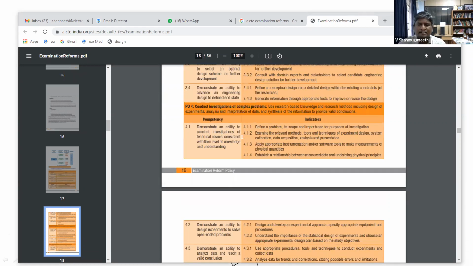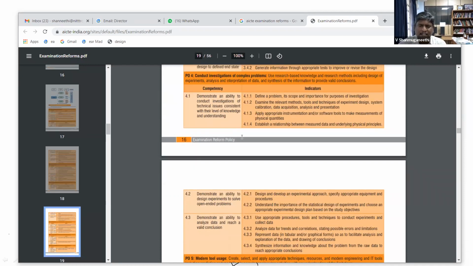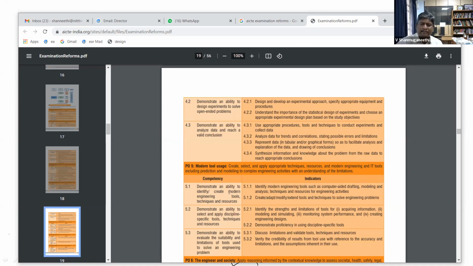Then in competency 4, in PO4, there are 3 competencies they are explaining, and each one has its own indicators. Again here, demonstrate. Then modern tool usage, completely again to apply. Ultimately they will try to use 3.